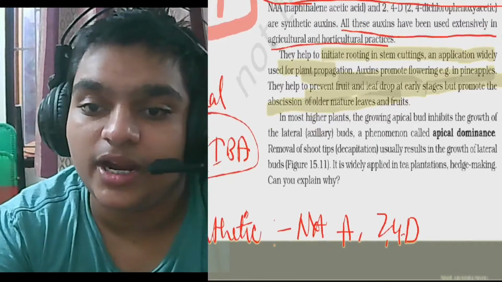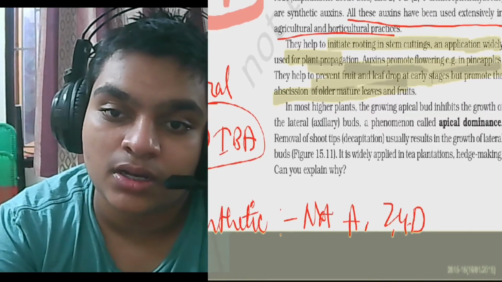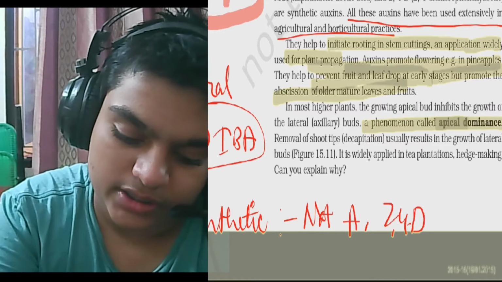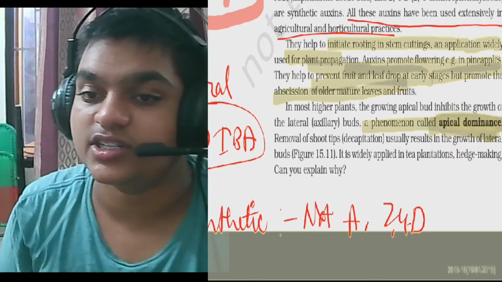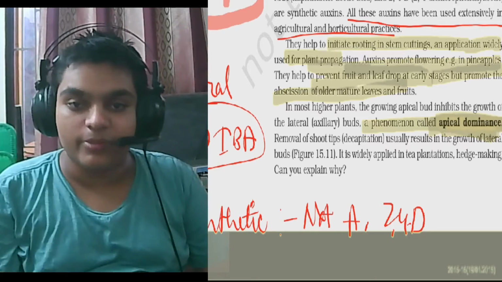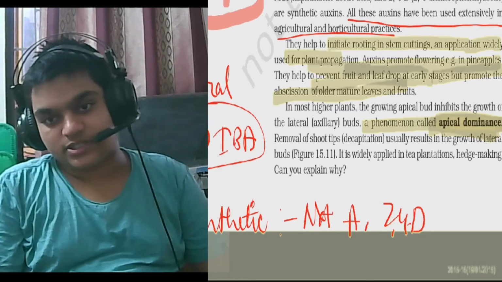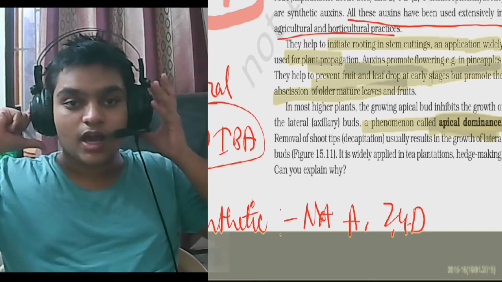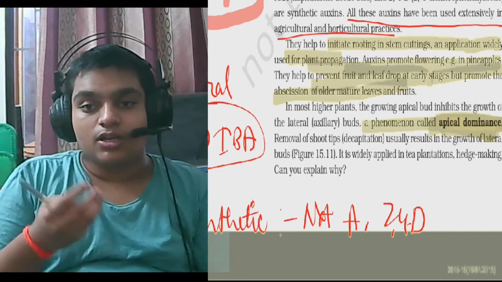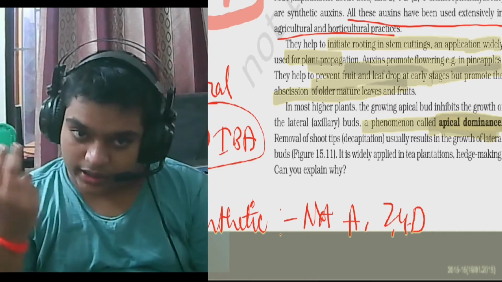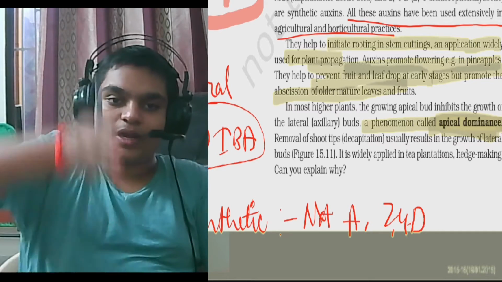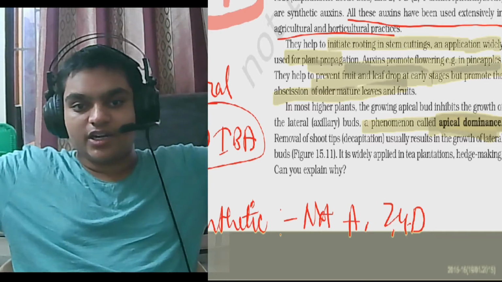Yes, in higher plants, the growing apical bud or the lateral bud. This is very important: apical dominance, guys. What is apical dominance? If auxins are present in plants, they allow apical dominance to happen. If the apical bud is present, in the presence of auxins, they would not allow the lateral buds to grow, and they allow the plant only to elongate, but it cannot spread its branches far and wide.